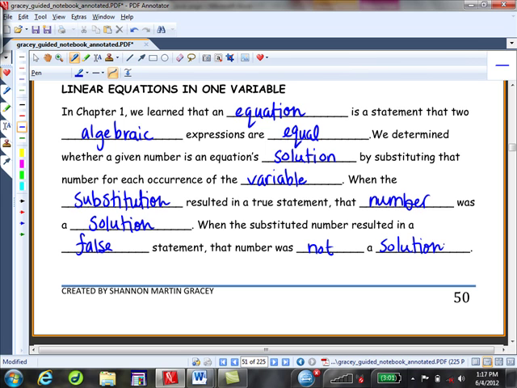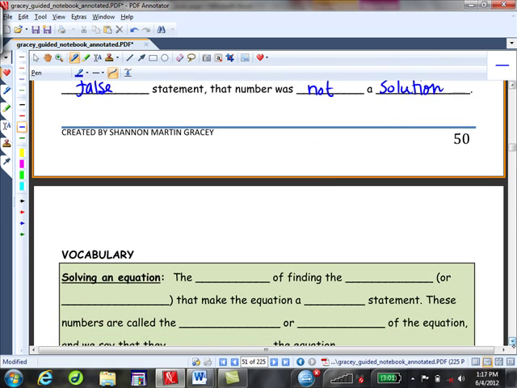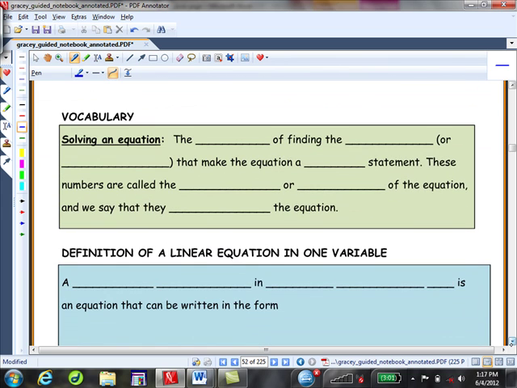Okay, so a little bit of vocabulary. Solving an equation is the process of finding the number, or sometimes it's more than one number, so we can say numbers, that make the equation a true statement. These numbers are called the solutions or roots of the equation, and we say that they satisfy the equation.